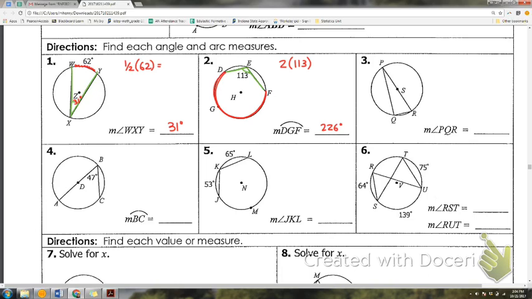All right, let's look at number 3. Measure of angle PQR. If you look at angle PQR, you notice that it opens up to what? It opens up to a half of a circle, or you could see that it opens up to the diameter. And when it opens up to the diameter, that means it's opening up to 180 degrees. So half of 180 degrees, we know, is 90. So this angle is 90 degrees.